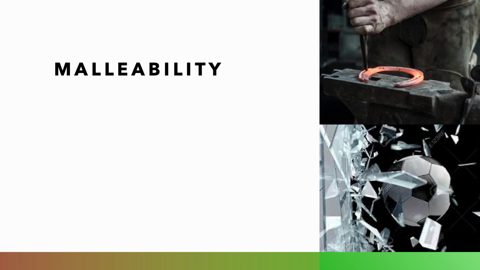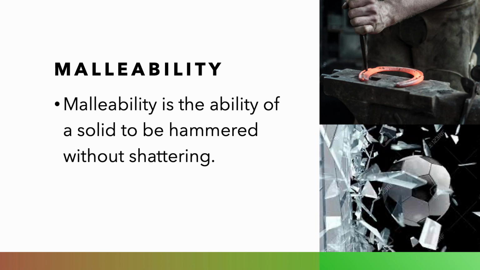Blacksmiths will use a hammer and punches to make a piece of metal into the shape they desire. Ancient blacksmiths would use hammers and punches to make gold medallions and other metallic items. Blacksmiths use a physical property known as malleability, which is the ability of a solid to be hammered without shattering.